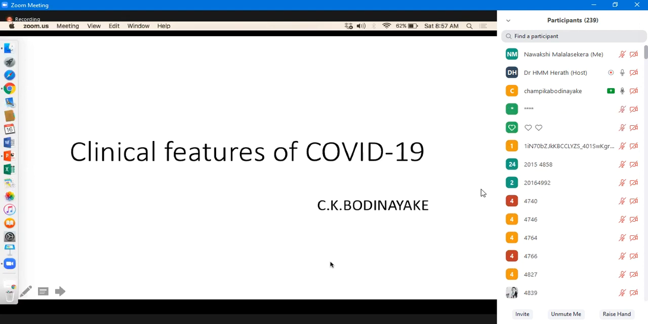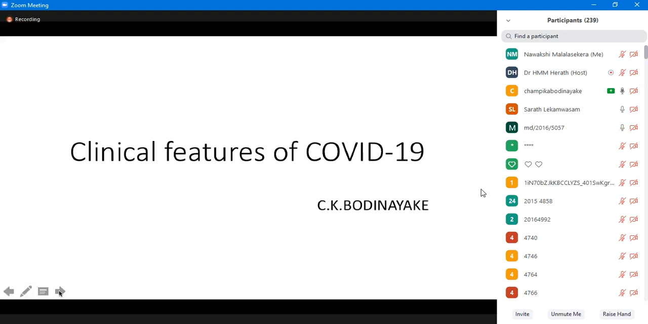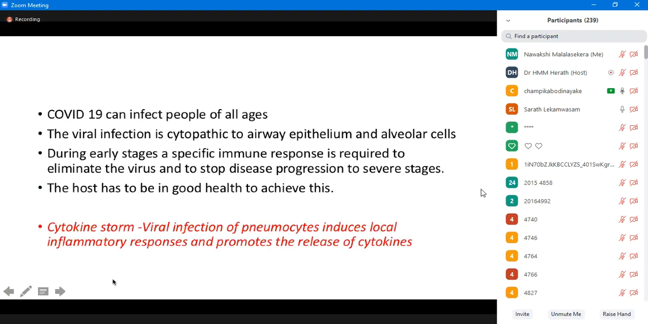Right. Correct, so we may move to clinical features of COVID, which is very important for all of us as clinicians. I am sure so many of you know many things about COVID, but we need to know a few important things. To start with, COVID-19 infects people of all ages, and how it causes infection is already described. In a simple version, it kills the airway epithelium and alveolar cells, and a specific immune response is required to eliminate the virus and get rid of it.